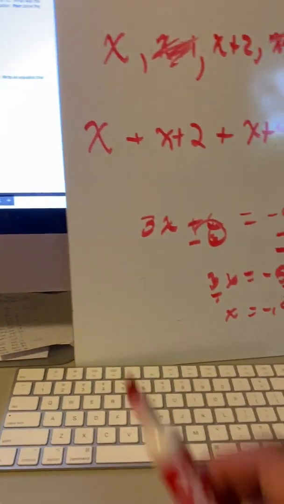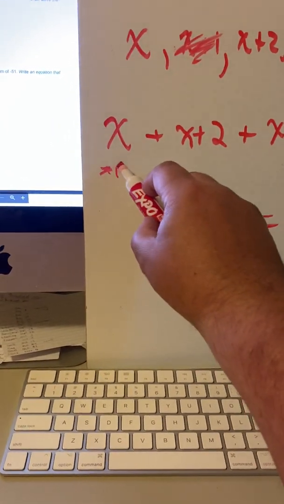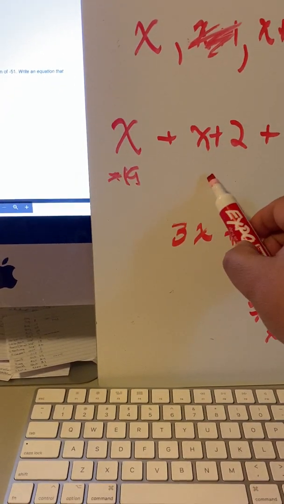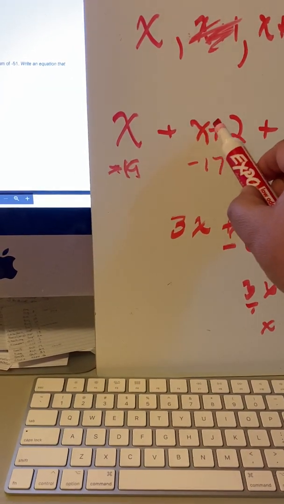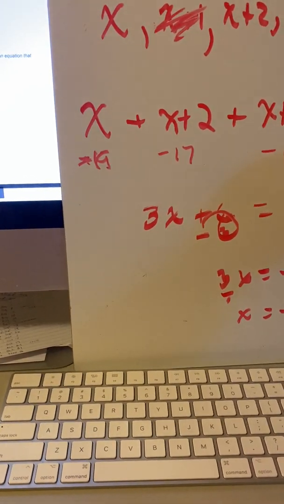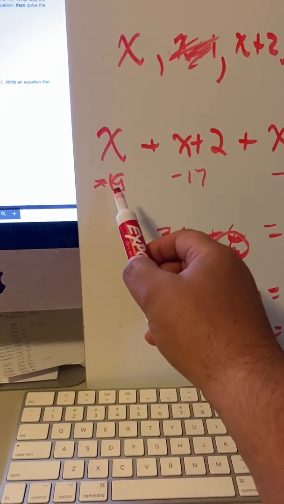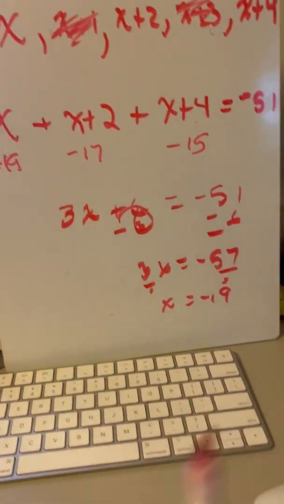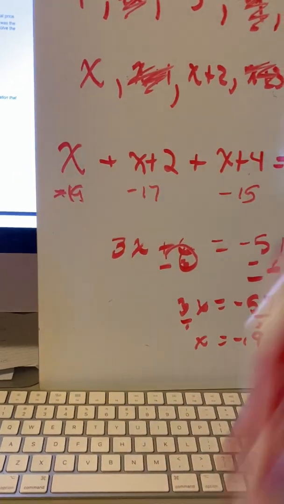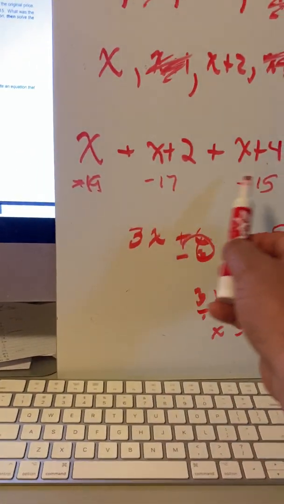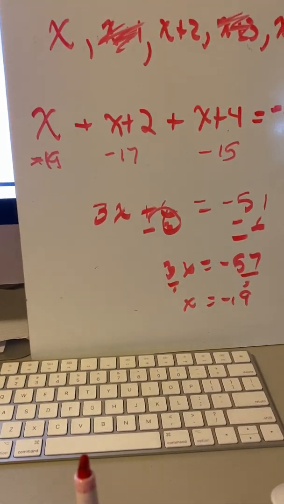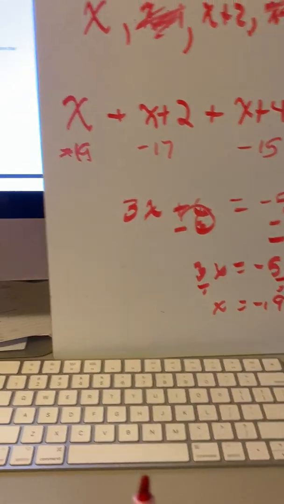If this starts with a negative 19, then plus 2, that's negative 17. Negative 19 plus 2 is negative 17. And then negative 19 plus 4 is negative 15. Look at what I've created. Negative 19, negative 17, negative 15, 3 consecutive odd integers whose sum is negative 51. They're odd integers, even if they're negative, doesn't matter, and they're consecutive. They're one after the other in odd digits, okay?